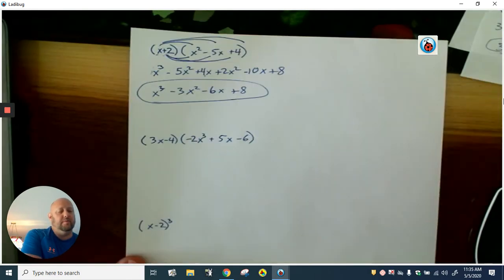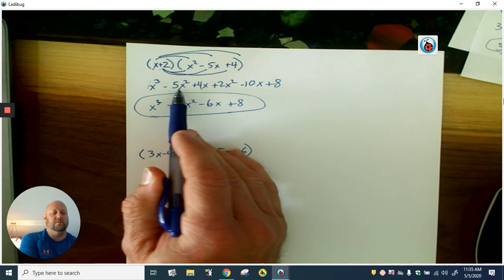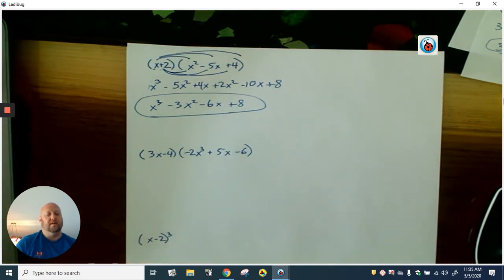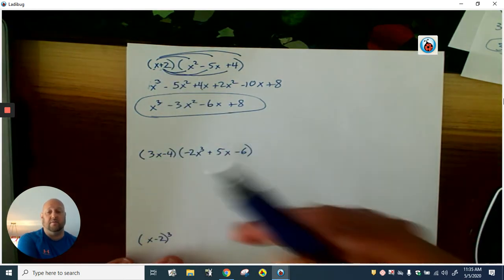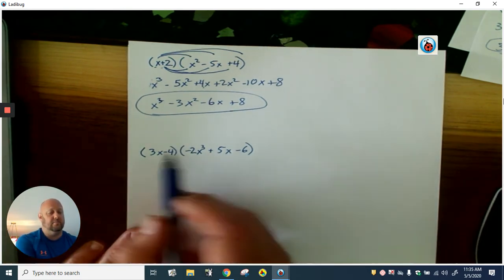When we did this one, we had 2 terms and then 3 terms. We ended up with 1, 2, 3, 4, 5, 6 terms. You can imagine if you're doing a trinomial, 3 terms and 3 terms, you're going to end up with 9 terms. So that can be a long process.